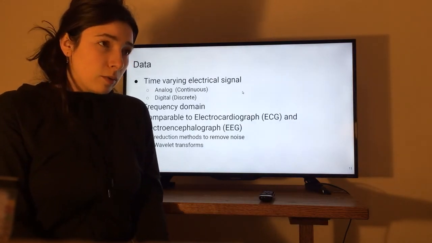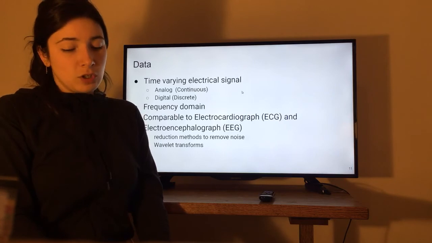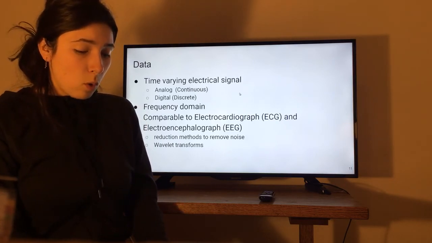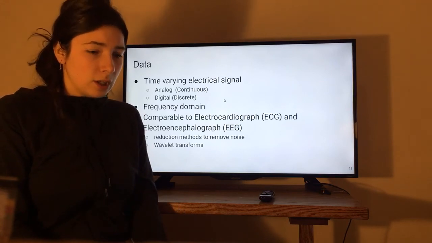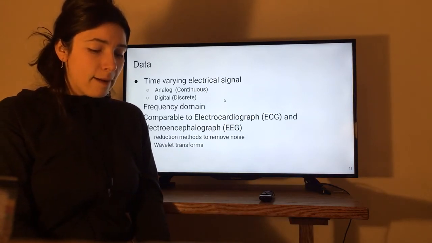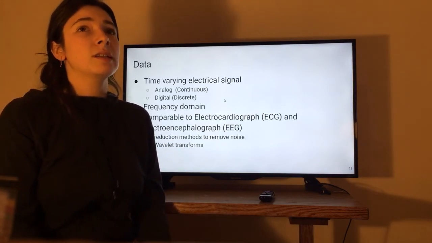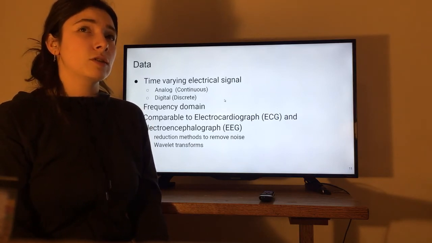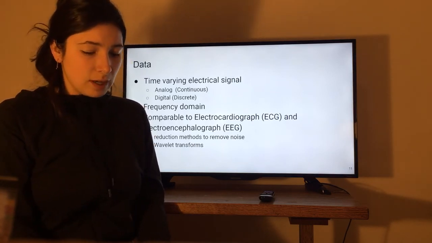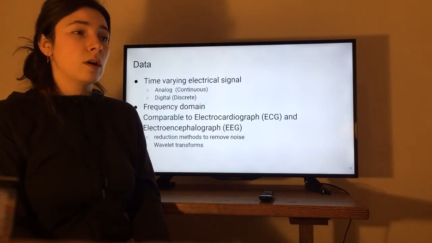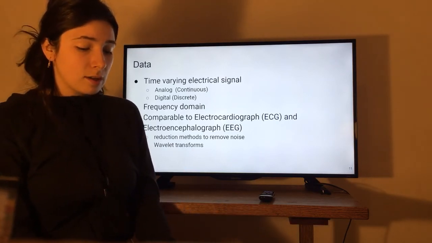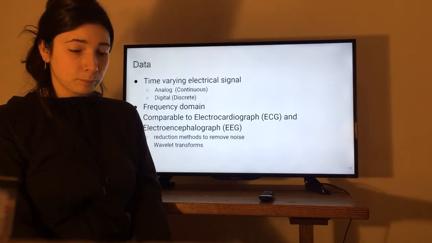What is this comparable to on the human scale? I mentioned quickly the electrocardiogram or the electroencephalogram, mostly known as EEG, so what you put on your head. And why am I mentioning this? A lot of noise will occur if we're trying to understand the environment, and there are reduction methods that can be used and transferred to analyzing plant data, such as wavelet transforms.